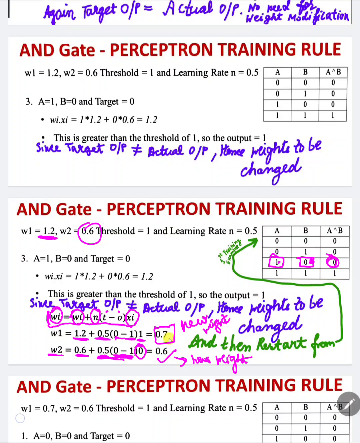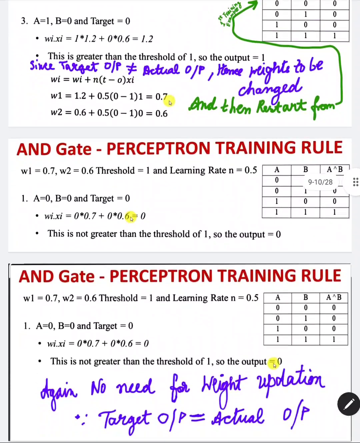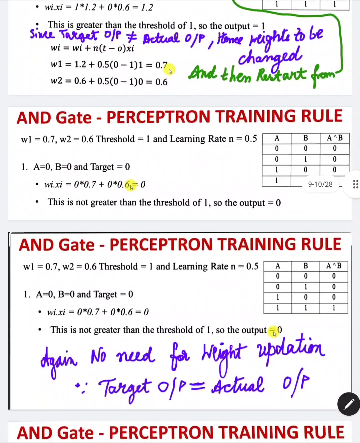Now taking these new values, we have to restart from the first training example, then second, then third, then fourth. So we have to apply all this again now. Am I clear with this? So now taking this value of W1 as 0.7, W2 as 0.6, threshold as 1, learning rate as 0.5, I will apply it again to examples 1, 2, 3, 4. These 4 training samples will have to be worked upon again.